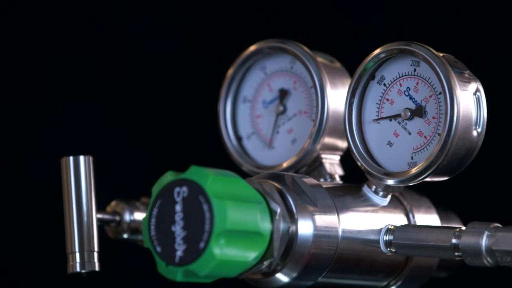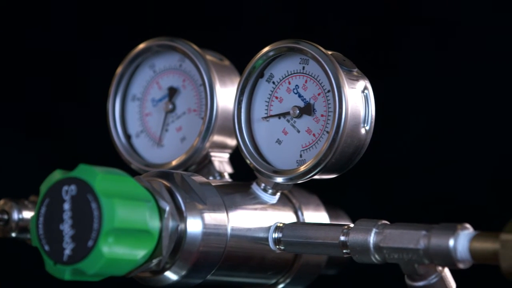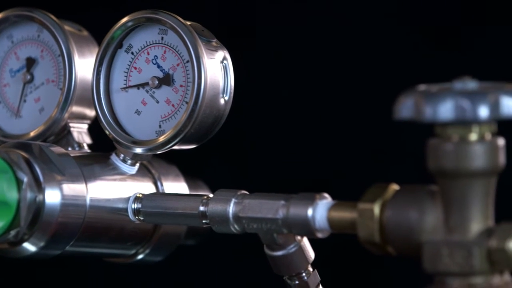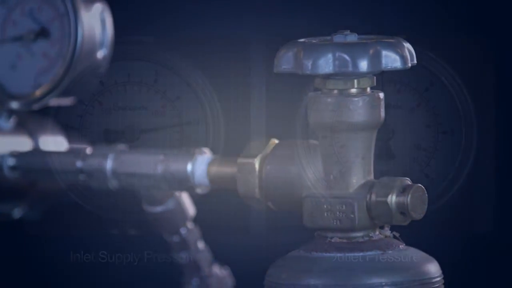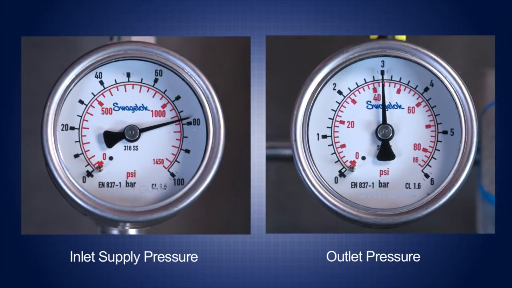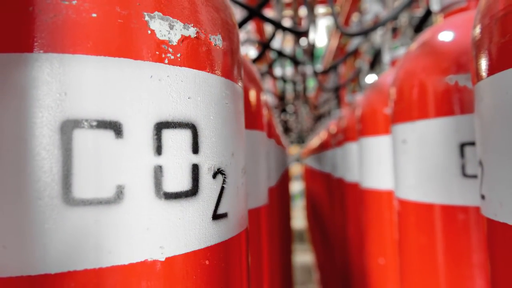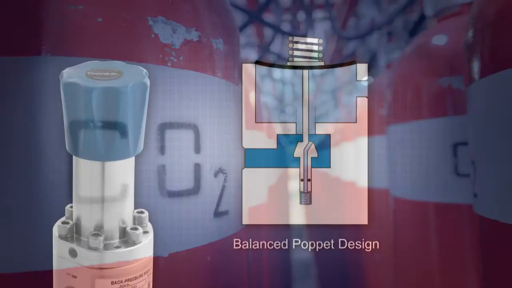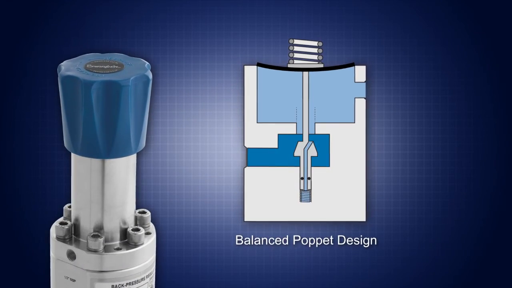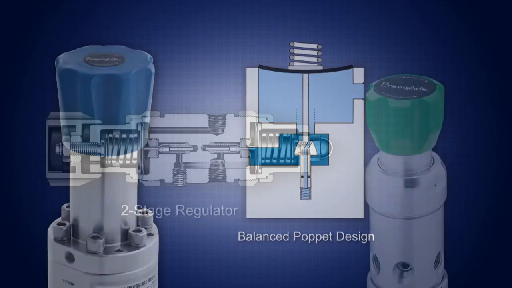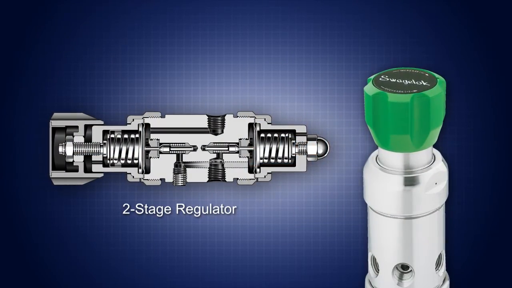With a regulator controlling outlet pressure from a gas cylinder, supply pressure effect is a phenomenon that will always be present. Whenever there is a change in inlet pressure, there will be a corresponding change in outlet pressure. You can minimize the effects of supply pressure effect for many applications by using a single regulator with a balanced poppet design or by using a two-stage regulator.